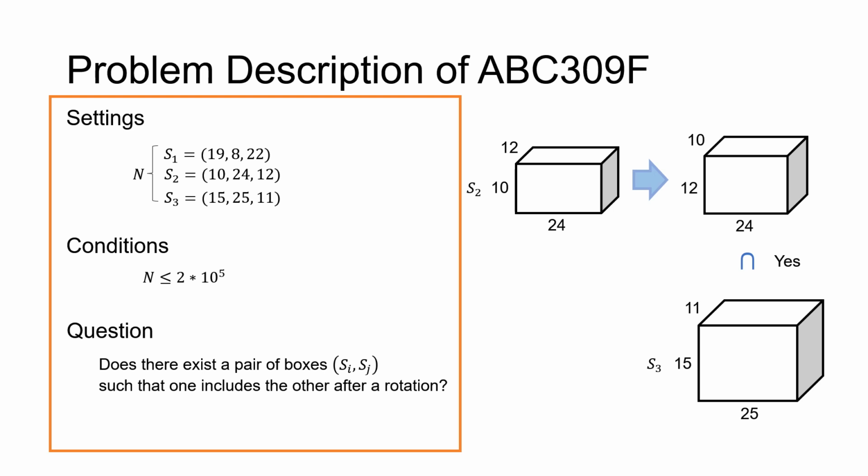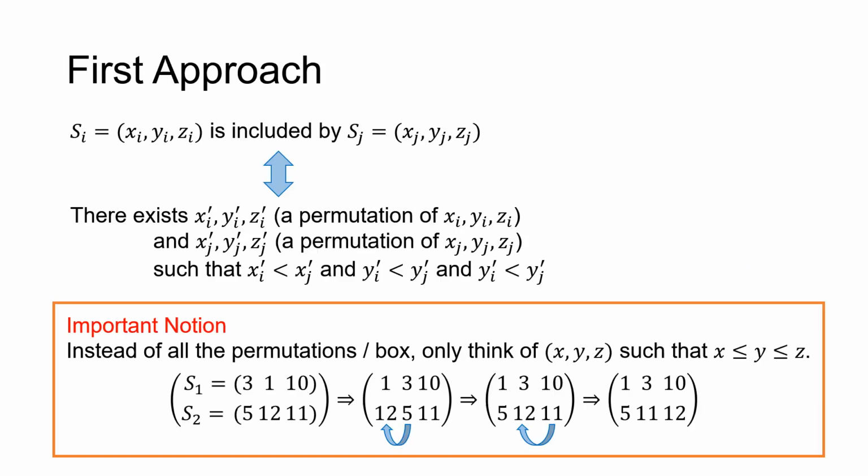Let's see it with the right example. By rotating S2 and swapping its height and depth, we can make its height, width, and depth smaller than S3's. This means that S2 can be included in S3. Since we've found a pair that satisfies the condition, the answer for the example is yes. Let's proceed to solve the problem.